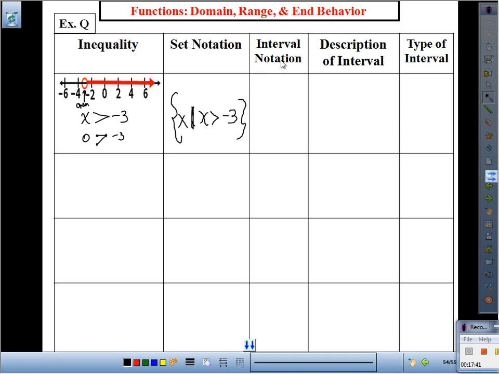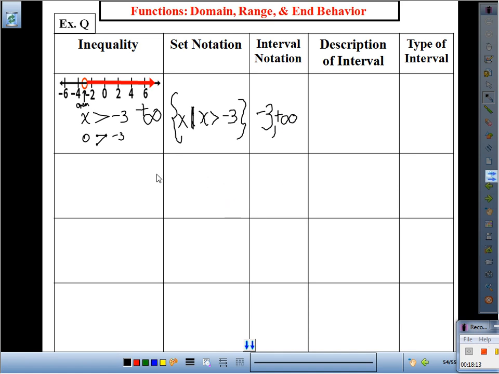But let's go to interval notation. Where does it start on the left side? -3. Okay. Where does it stop at the right side? Does it even stop? No, it keeps going to positive infinity because it keeps going and never stops. So the right side of my interval is going to be positive infinity.